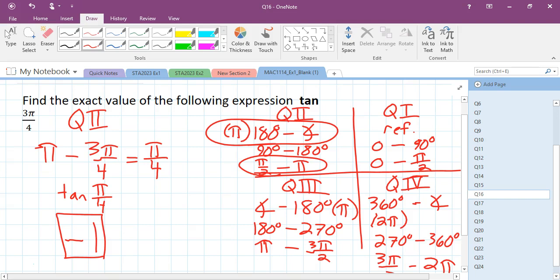Yes, Anthony? Shouldn't it be 2 pi over 4? 2 pi over 4? Well, remember to get this, you have to think about getting your common denominator. That would be 4 over 4. Oh. And 4 minus 3 is 1. Okay? Careful on that.